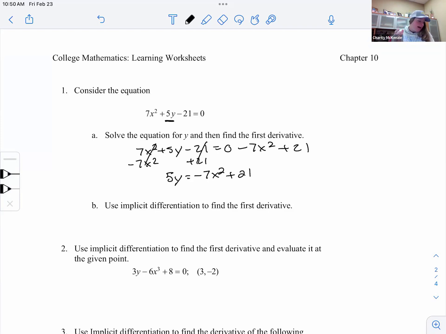Now I divide by 5. When you divide by 5, I like you to think about dividing each term separately in case you can reduce any of the fractions. I can't really reduce 7/5 or 21/5, but I still like this habit. We don't want to use a quotient rule if we can just divide each portion. So y equals negative 7x squared over 5 plus 21 over 5.